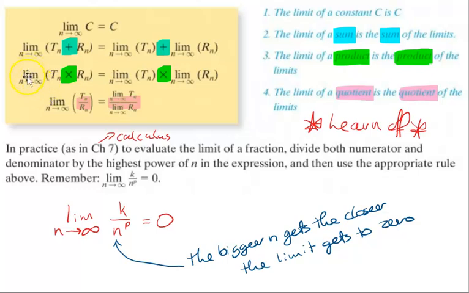For multiply, the limit as n approaches infinity of Tn multiplied by Rn is equal to the limit as n approaches infinity of Tn multiplied by the limit as n approaches infinity of Rn. So again, it's just broken up into two parts and the multiply goes in the middle. And then dividing, the limit as n approaches infinity of Tn divided by Rn is equal to the limit as n approaches infinity of Tn divided by the limit as n approaches infinity of Rn.